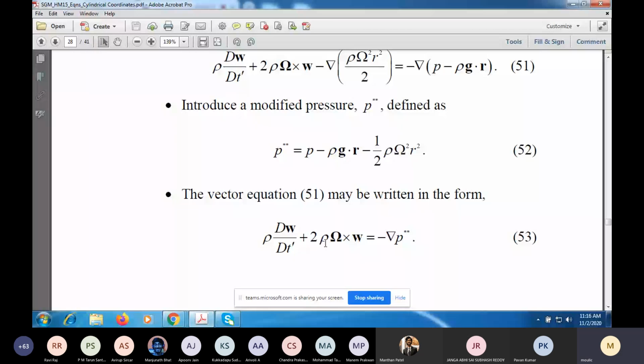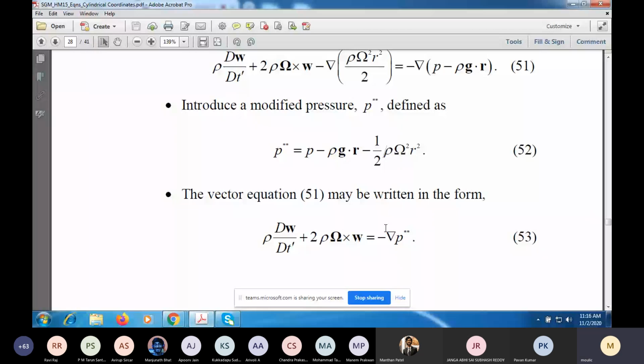minus grad of another modified pressure, which I am denoting by P with two superscript stars. So that is P star minus half of this, or P minus rho g dot r minus half rho omega square r square. So this has the effect of gravity as well as the centrifugal force arising from rotation of the coordinate system in it. Okay.